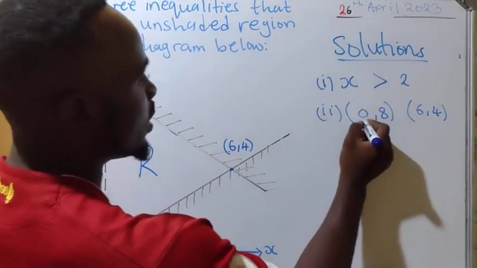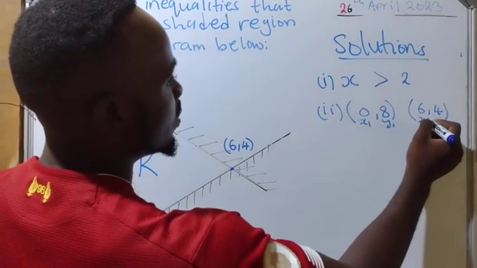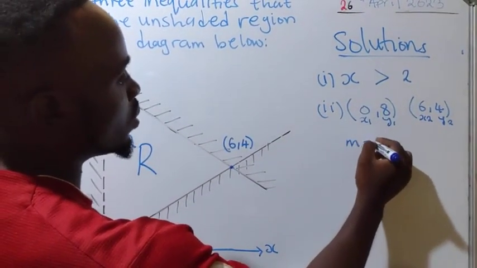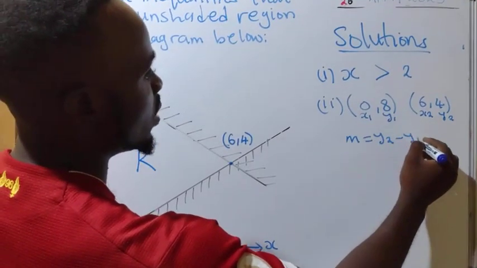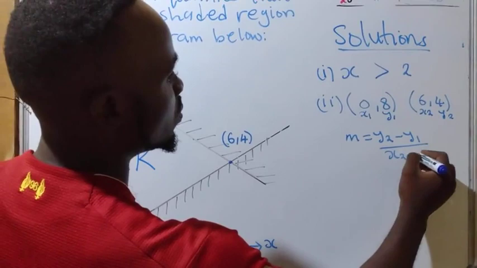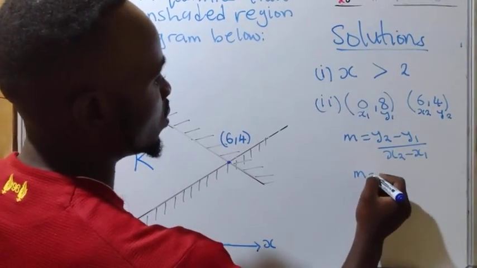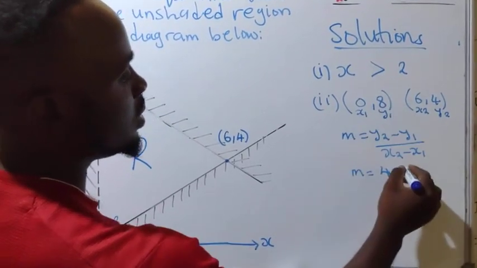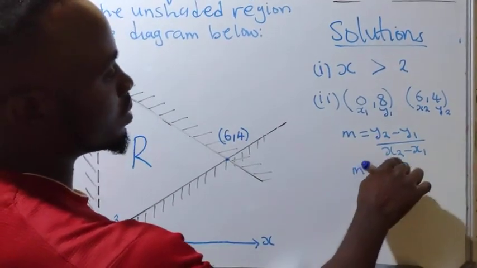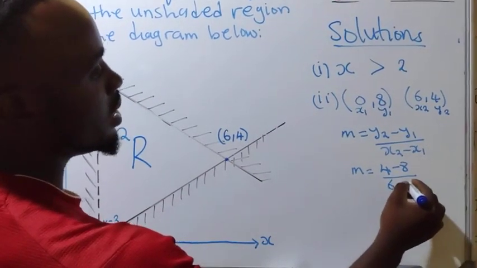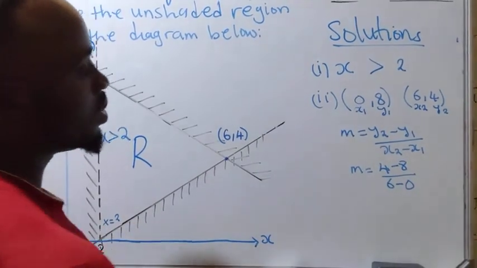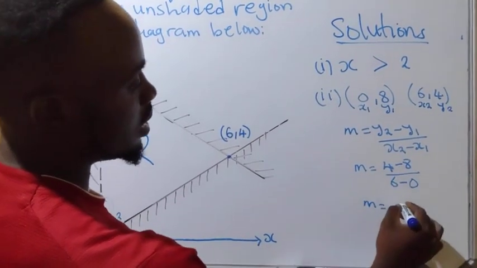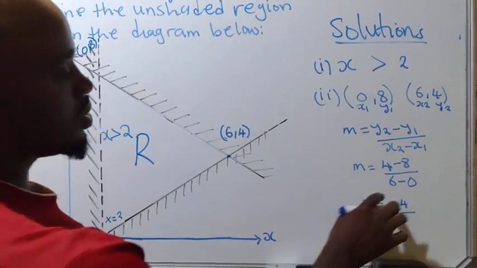So this is our x1, y1, x2, y2. What is the formula for the gradient? We say m equals y2 minus y1 over x2 minus x1. M equals, what is our y2? It's 4, minus, what is our y1? It's 8, over, what is our x2? 6, minus, what is our x1? 0.